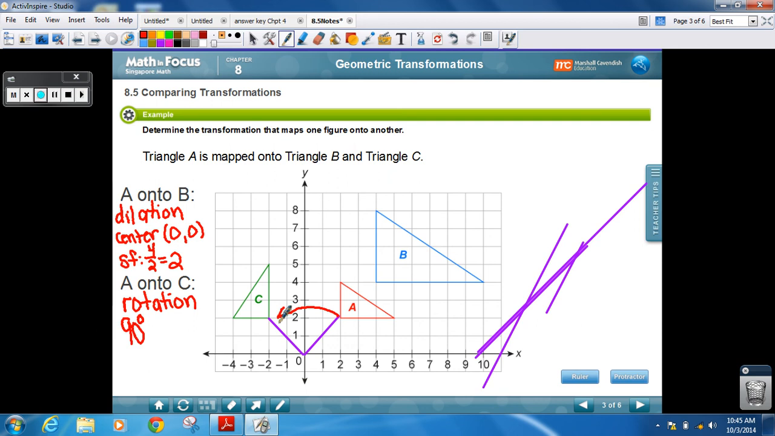We're moving this direction, which is counterclockwise. So it's 90 degrees counterclockwise. You must remember that that is the same as 270 degrees clockwise. So if someone put on here rotation 270 degrees clockwise, they are also correct.